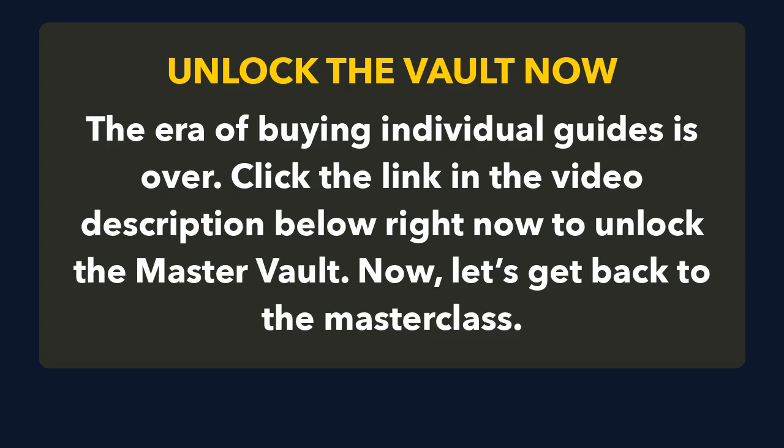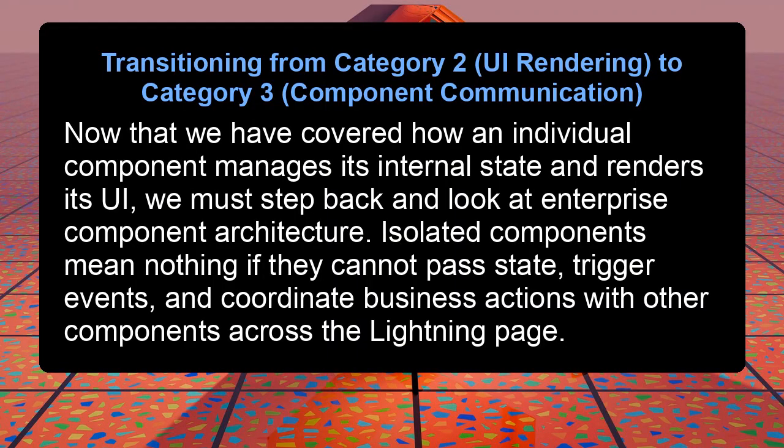Now, let's get back to the masterclass. Transitioning from Category 2, UI rendering, to Category 3, component communication. Now that we have covered how an individual component manages its internal state and renders its UI, we must step back and look at enterprise component architecture. Isolated components mean nothing if they cannot pass state, trigger events, and coordinate business actions with other components across the Lightning page.